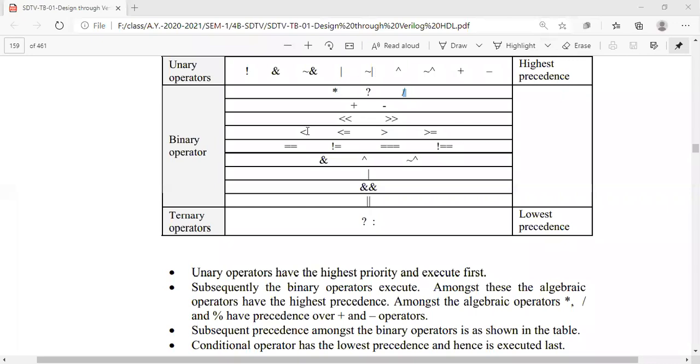Okay, in the binary operators itself we have many categories. In that, this one is the highest priority in the binary operators itself. Next, right shift, left shift, and equality operators. You know, later the least priority is for the ternary operators, right?